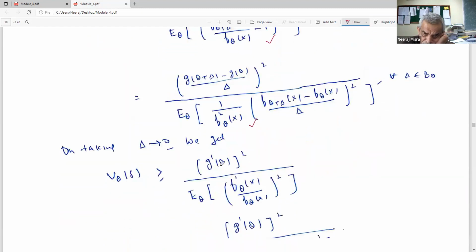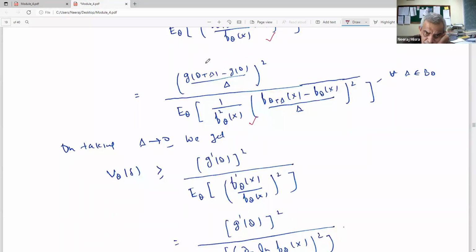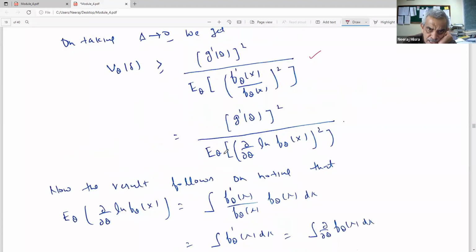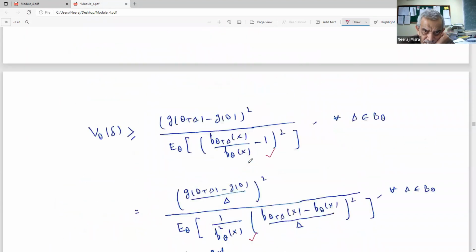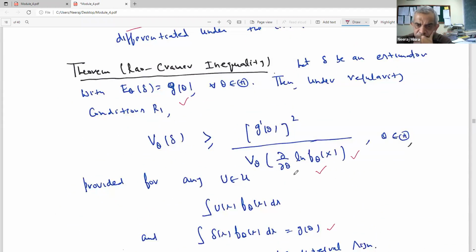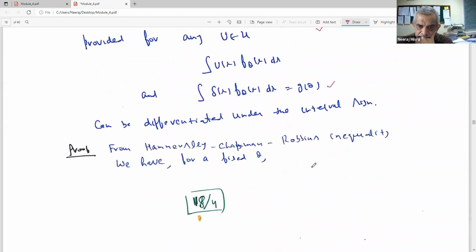What do I get? Variance of delta would be greater than or equal to g prime theta whole square divided by the expected value of 1 upon f theta x whole square. And what is this? This is a derivative with respect to theta of f theta at point x. So f theta prime x by f theta x whole square, which is the same as g prime theta whole square divided by expected value of, what is this? Derivative with respect to theta of log of f theta x. So I've got exactly this inequality, except that I have to prove the quantity in the denominator is in fact variance of del by del theta of log f theta x.